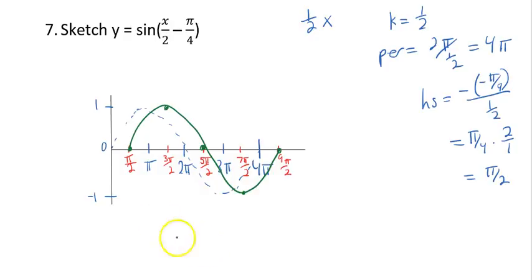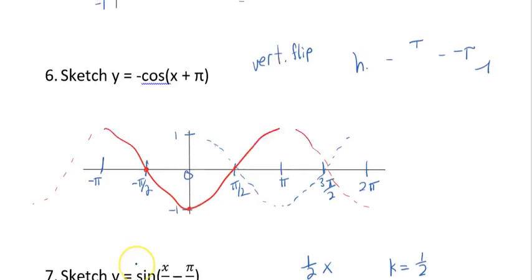So that's how that one ends up, and that's probably as complicated as you're going to see it. You might have an amplitude change with that, and if you really wanted to get complicated, you could put a vertical shift on there.